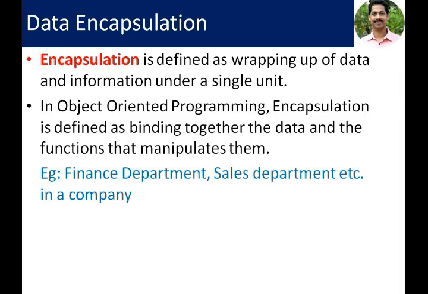For example, a company has various departments, for example, finance department, sales department, etc. The finance department has its own staff members, its own file system, its own secret data, its own kind of operations. All these operations are limited to the finance department. Similarly, the sales department has some other kind of actions, some other kind of data. These are confined to that sales department. We are not interchanging their actions or their data between the departments.